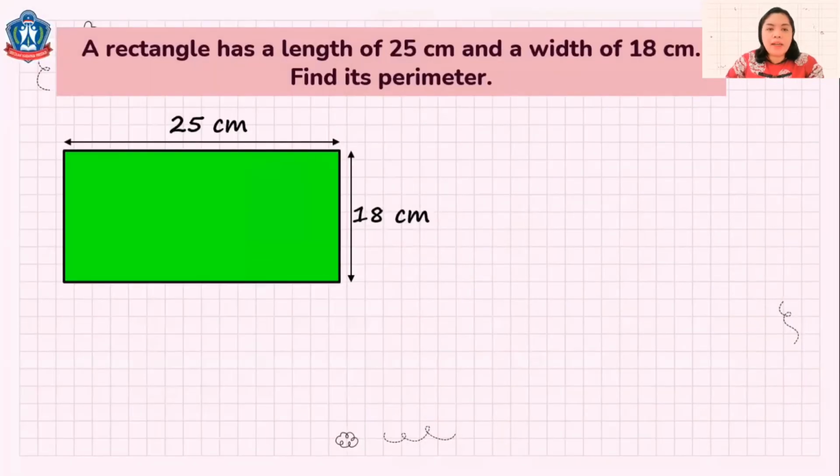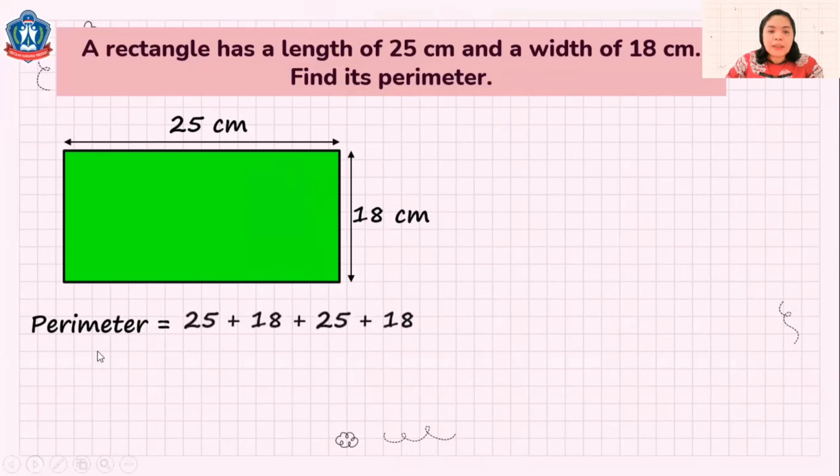Okay, I have here a rectangle whose length is 25 centimeters and the width is 18 centimeters. Anyway, before, when we say length, that is the longer side. Width is the shorter side of a rectangle. So again, if we are going to find the perimeter of a rectangle, we just simply add all the sides, the length and the width. Since it has two lengths, that is 25, so 25. Then the width is 18, so 25 plus 18 plus 25 plus 18.